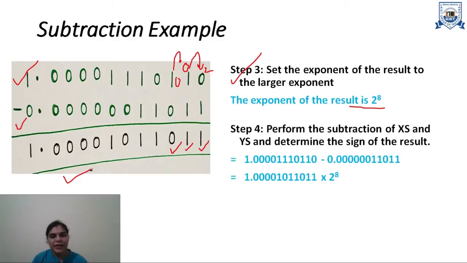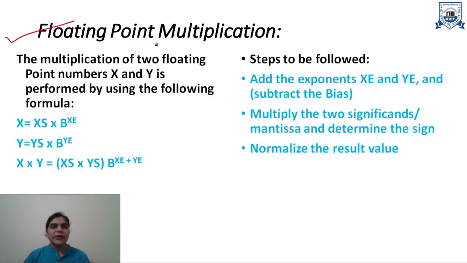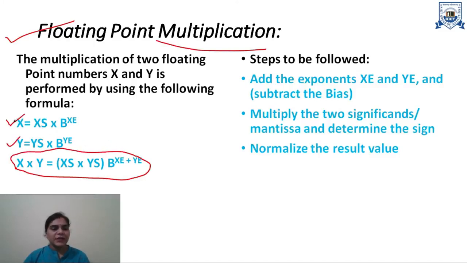It is expected that the student has already studied binary subtraction, binary multiplication, binary addition and binary division before studying this lecture. Now, floating point multiplication. Multiplication of two floating point numbers x and y will be performed using the following formula. The multiplication of these two floating point numbers can be performed by adding the exponents of both the numbers and multiplying the significands of both the numbers. We follow the following steps to perform floating point multiplication.